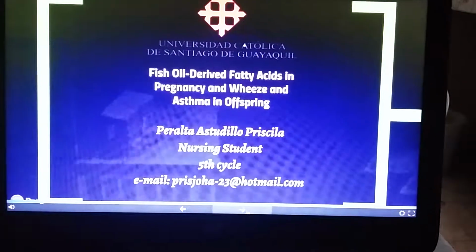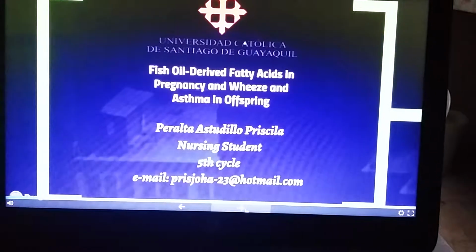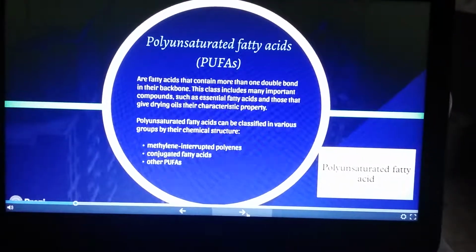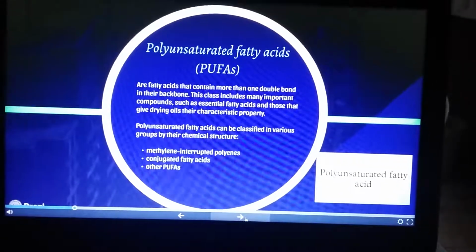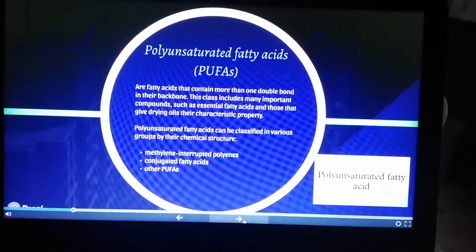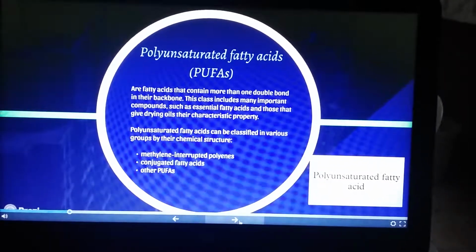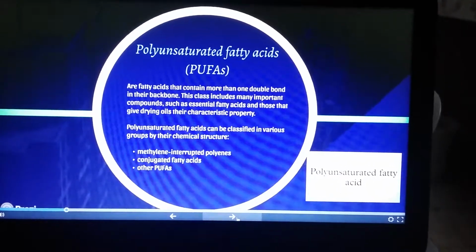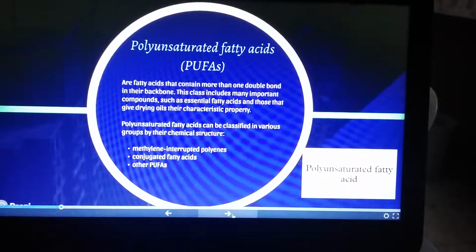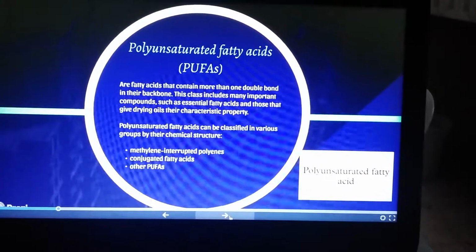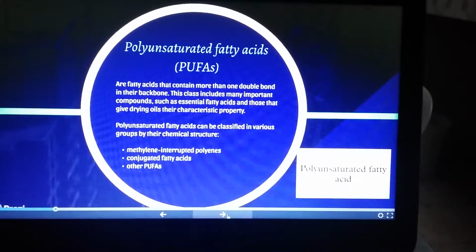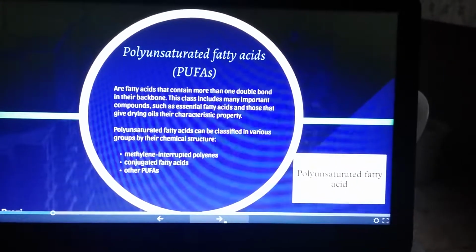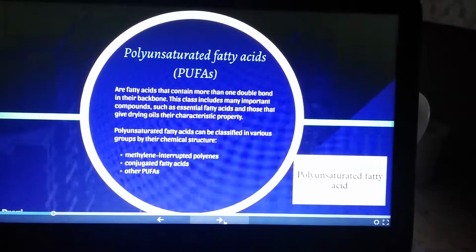Fish oil-derived fatty acids in pregnancy and asthma in offspring. Polyunsaturated fatty acids are fatty acids that contain more than one double bond in their backbone. This class includes many important compounds, such as essential fatty acids and those that give drying oils their characteristic property. Polyunsaturated fatty acids can be classified into various groups by their chemical structure: methylene-interrupted polyenes, conjugated fatty acids, and other PUFAs.